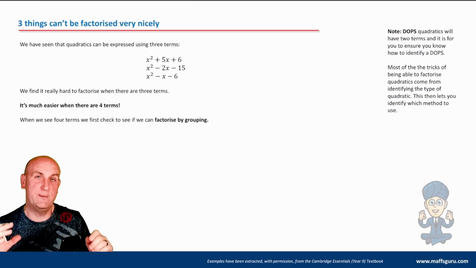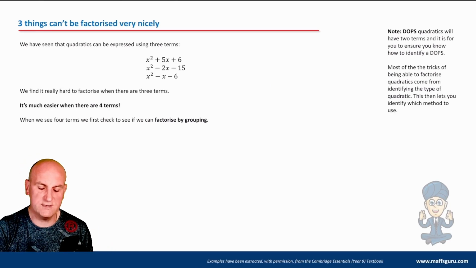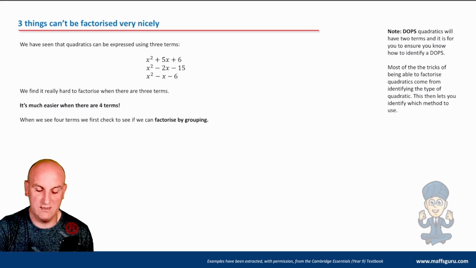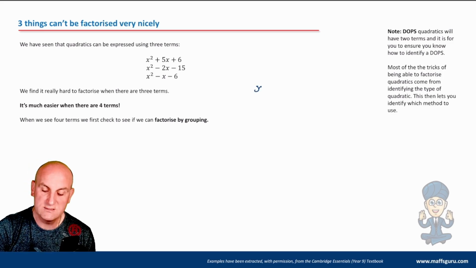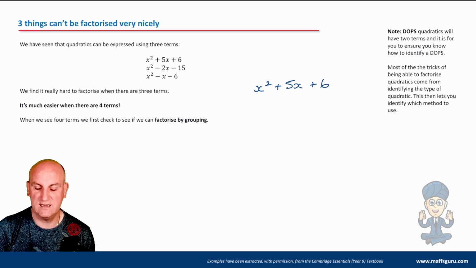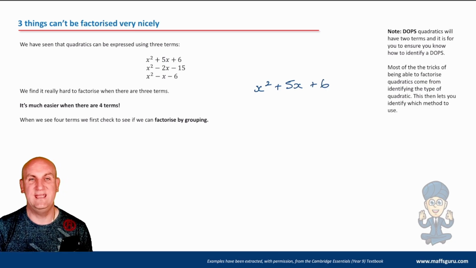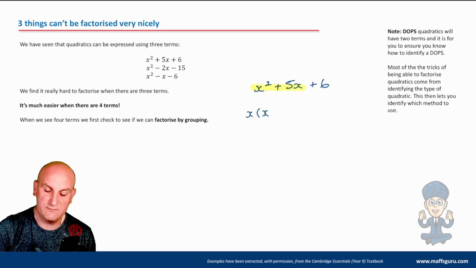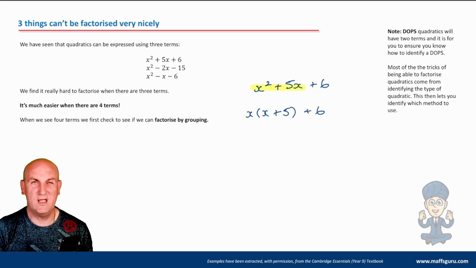Now, basically, we have a bit of a problem, because 3 things can't really be factorized very nicely or in a useful way. I mean, we can absolutely factorize them. So if I look at x squared plus 5x plus 6, at this moment in time, if I was to look at the first 2 terms, for example, I could possibly take out an x. That's going to give me x plus 5 plus 6. But where do we go with that?